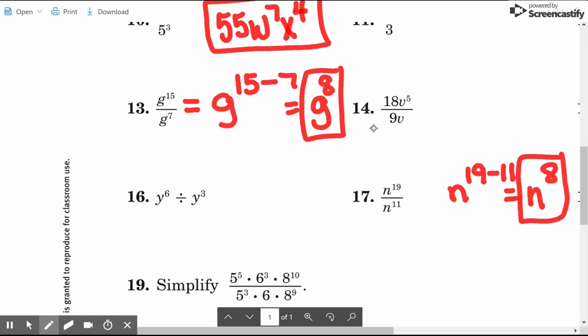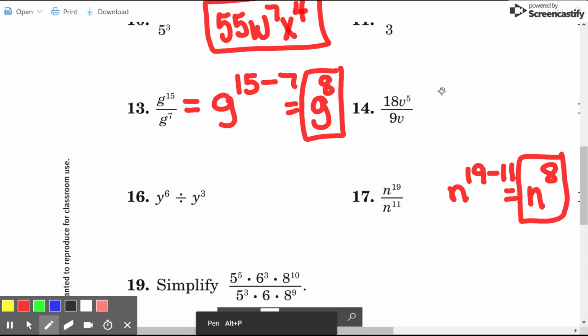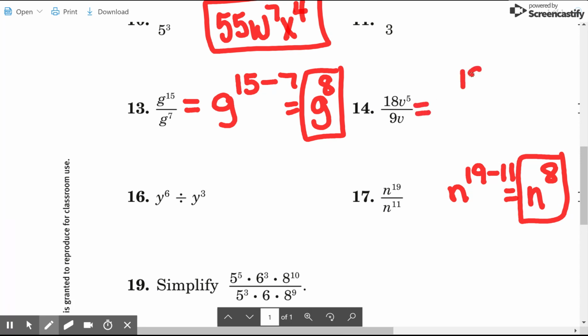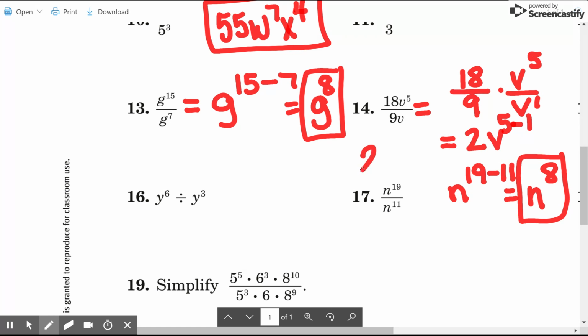I want to look at number 14 now because we have coefficients 18 over 9, and then we have v to the 5th over v. So I like to split this up into two fractions, the numerical and the variable. Now, the first fraction, 18 over 9, is 18 divided by 9, or just 2. The second one would be v to the 5th minus 1. So that ends up equaling 2v to the 4th.